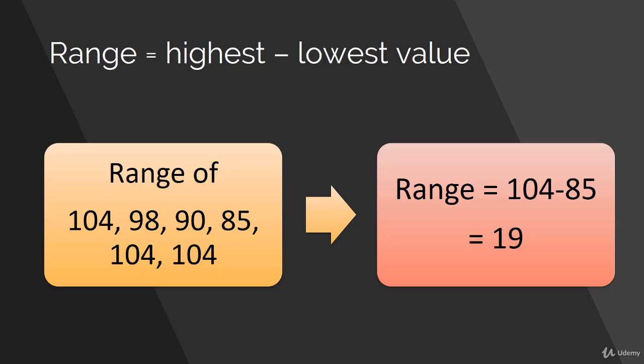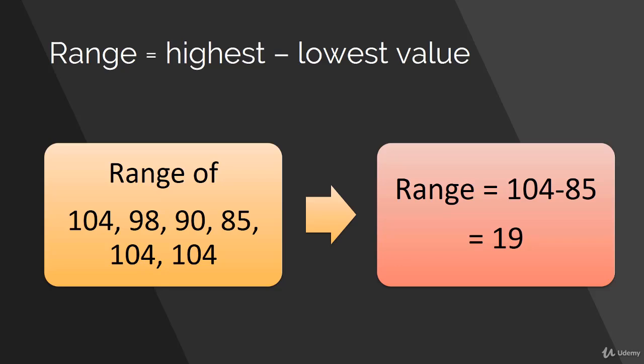Here I have numbers 104, 98, 90, 85, 104, 104. These are heights of students, let's say. If you want to find the range of that, the highest number in this is 104, minus the lowest, which is 85. The difference of that is 19. That's the range. That is a very simple measurement of variation.